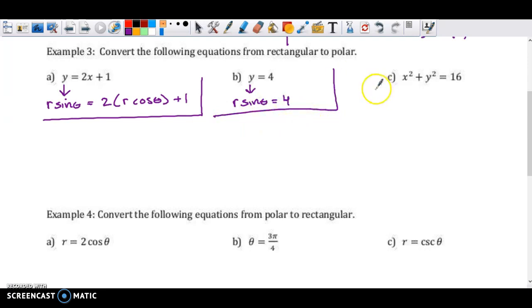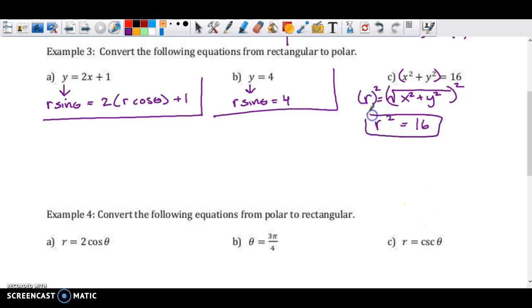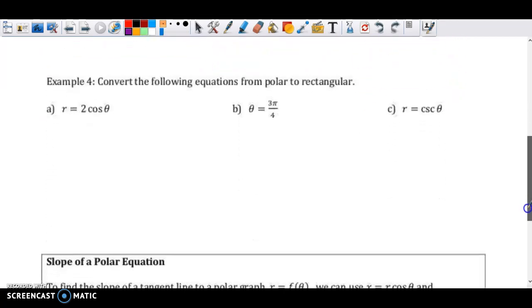And this one, I can say that, well, if you recognize what this is, x squared plus y squared, that's your r squared, because we know r is the square root of x squared plus y squared. So if you square both sides, that's going to give you r squared equals 16. And you can easily solve for r from there for any of these. You can just leave it like that.